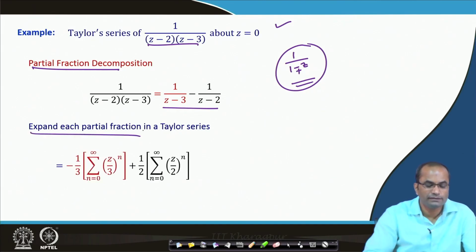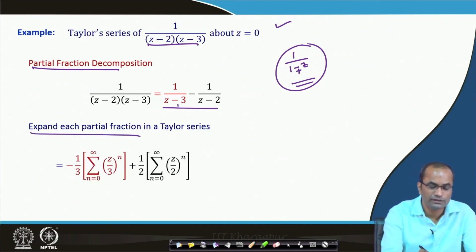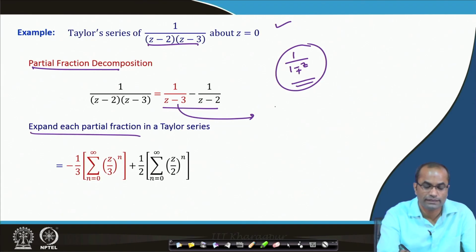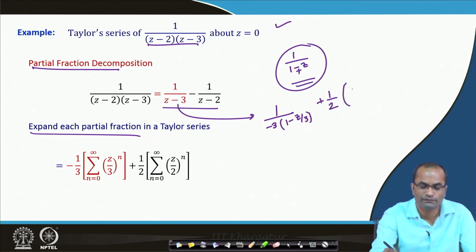So, we can expand each in the Taylor series, because the first one we can write down by taking minus 3 common, and then we have here 1 minus z over 3. The second term, we can take minus 2 common there, and we will have again here 1 minus z by 2 from there.